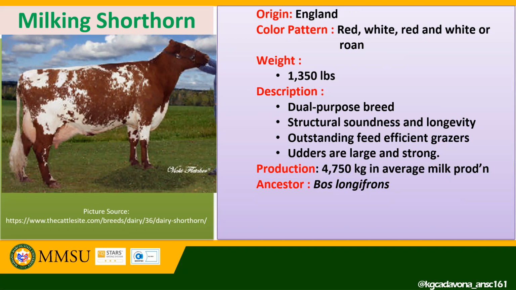However, when we compare it to other dairy cattle breeds, si milking shorthorn ang may pinakamababa na population of registered animals. Then now for its production, it produces around 4,750 kilogram in average, with Bos longifrons as its ancestor.